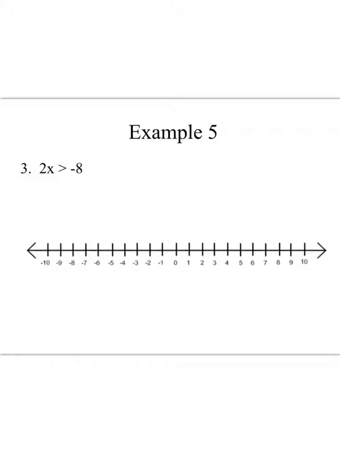Here I'm just showing you one, just like we did with multiplication. If the value you're dividing by is positive, again, your sign is not going to change, so x is going to stay greater than negative 4. Again, open dot at negative 4, x is going to be larger, so my line is going to go to the right.